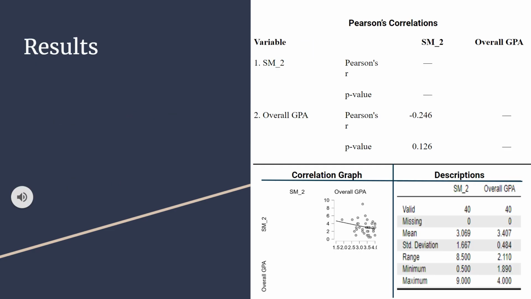The results of the study show that there was a Pearson's R value of negative 0.246 and a p-value of 0.126. With the Pearson's R value being negative and under 0.3, it shows that there was a weak negative correlation between the two variables. The p-value being over 0.05 shows that there was not a statistically significant relationship between the two.